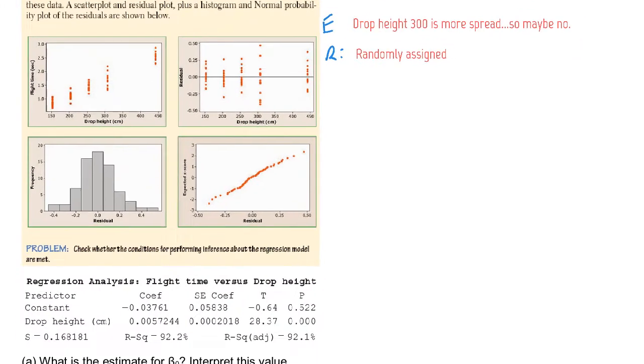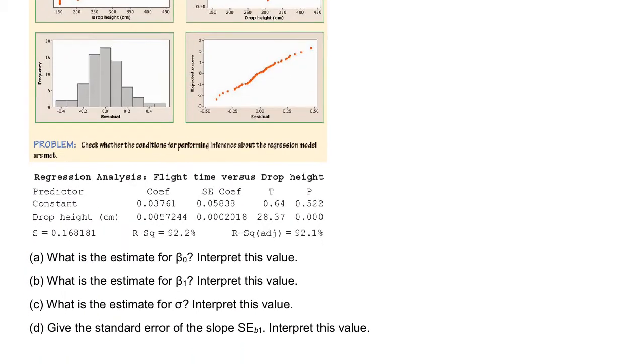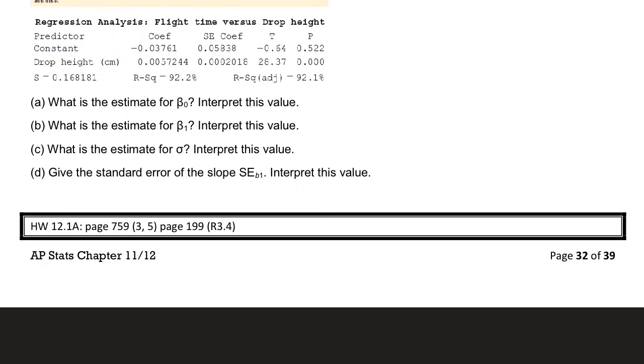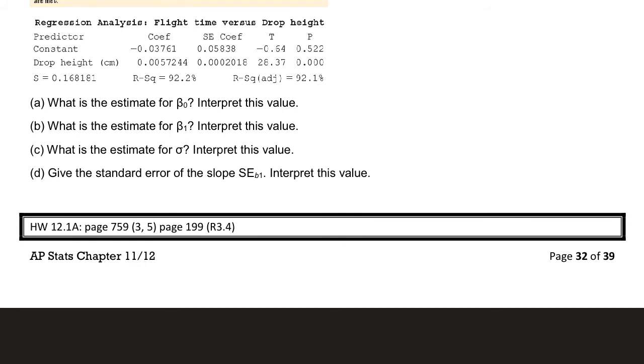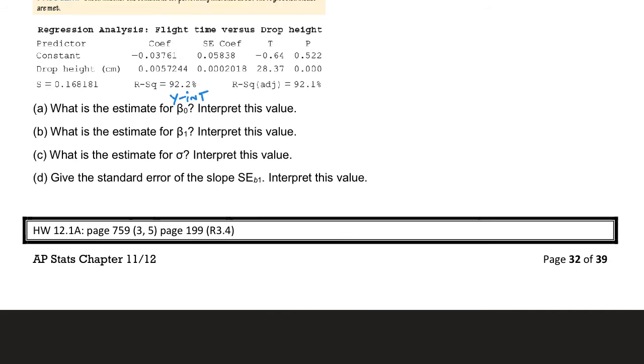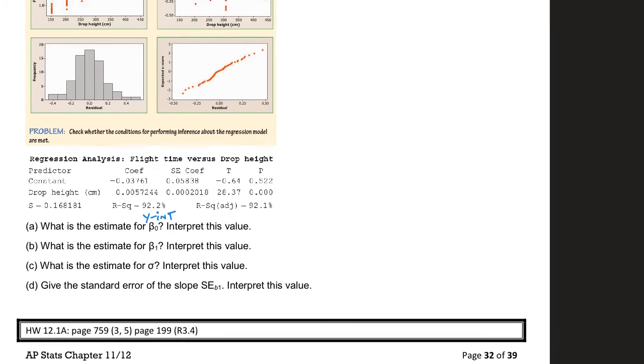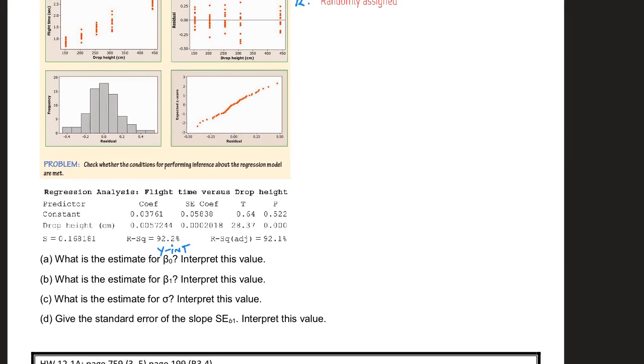All right, now it's going to ask for a bunch of other things. What is the estimate for beta 0? What is beta 0? That's actually just the y-intercept. It just is wording it weird. And then to practice, we're going to interpret that. So I'm actually going to move back up here. So this is letter A.